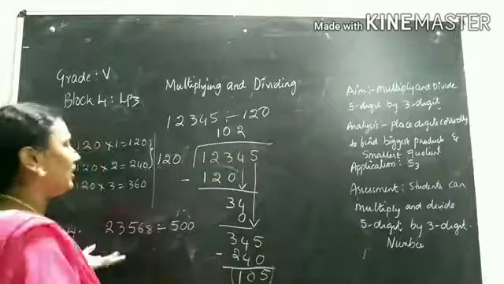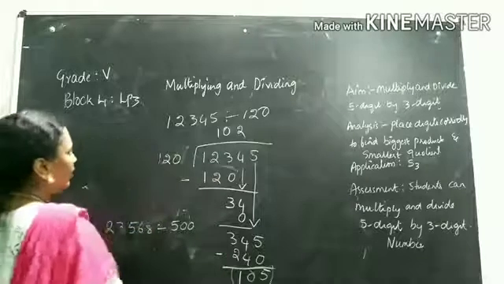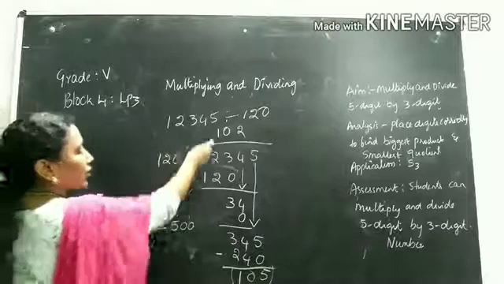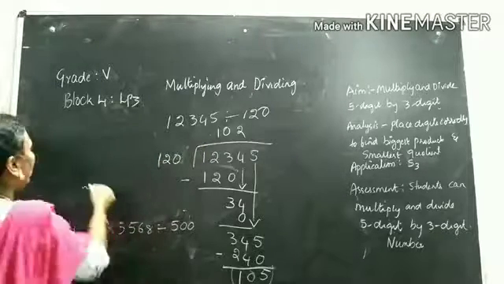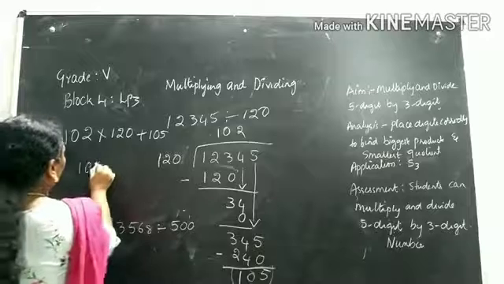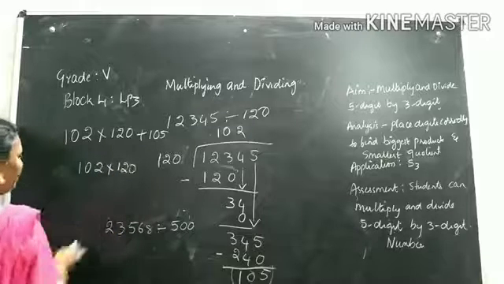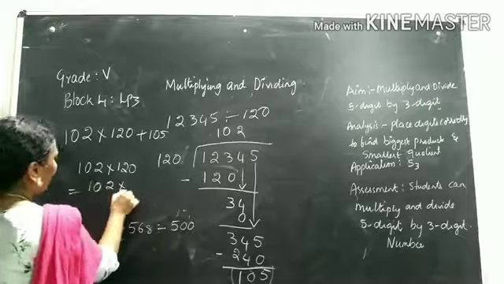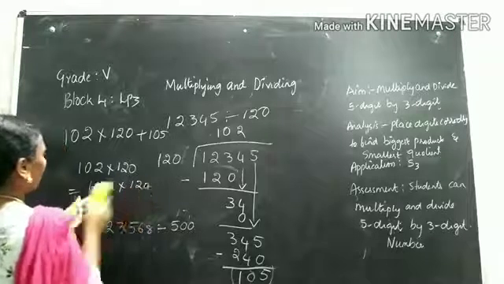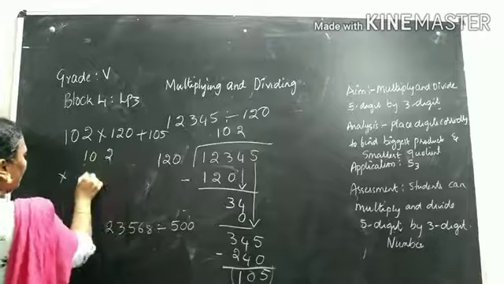105. Now how can I check whether my answer is correct or not? We already learned. What we learned? Quotient into divisor plus remainder. Now we will see. 102 into 120. We will see how can we multiply. 102 into 120. We will write column letter.